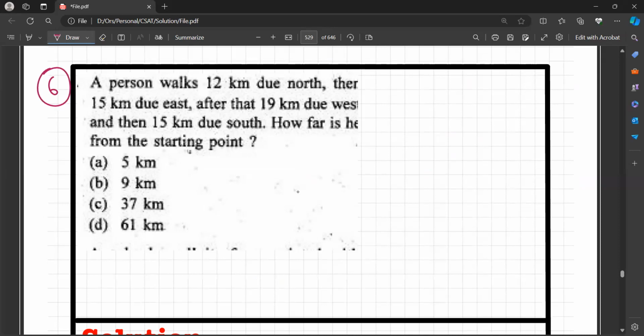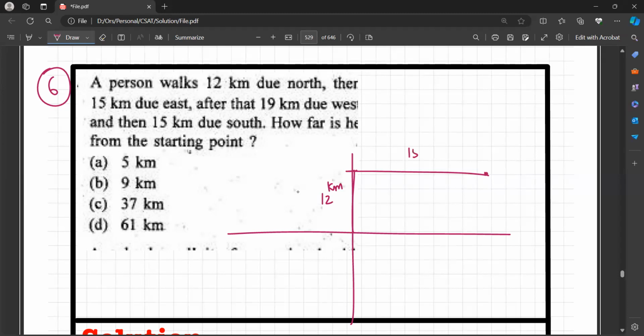A person walks 12 kilometers due north. Then 15 kilometers due east. After that 19 kilometers due west, comes back 19 kilometers. So this has to be 4 kilometers. The person is placed here right now. And then 15 kilometers due south. So this is 12, this has to be 3. The person is right now here.